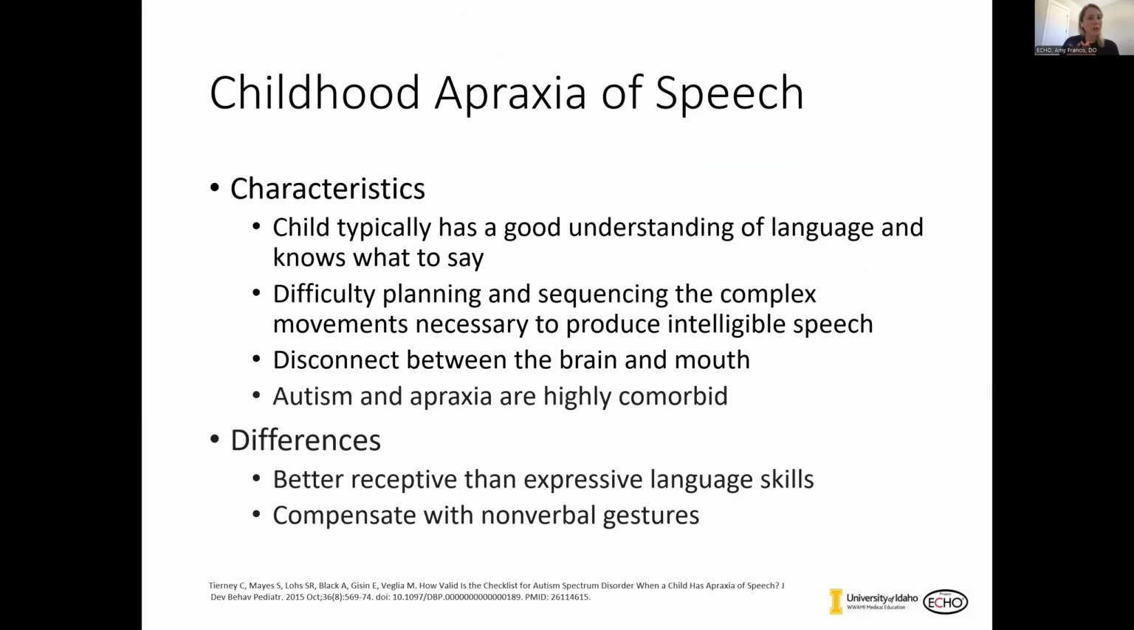So for children with childhood apraxia of speech, these children typically have a good understanding of language and they know what to say. What they struggle with is the planning and the sequencing of complex movements necessary to produce intelligible speech. So the brain knows what to say, right? But the child has a hard time getting the sounds out properly through the mouth. The example I like to give is the word buttercup, okay? If you say the word buttercup several times, and everyone's mic is off, so you can just practice right now. Buttercup, buttercup, buttercup.